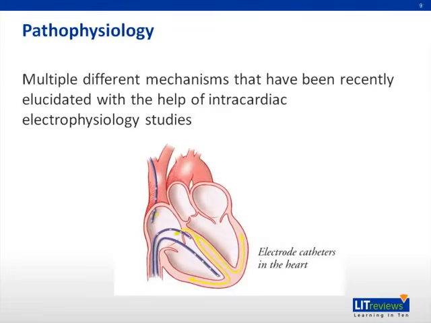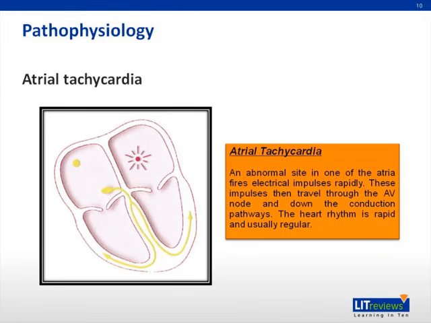With the use of intracardiac electrophysiology studies, the pathophysiology of the different types of SVT is now better understood. Atrial tachycardias are initiated by one or more abnormal foci in one of the atria that fires fast electrical impulses that are conducted through the AV node to the ventricles, causing a tachycardia that is usually regular.